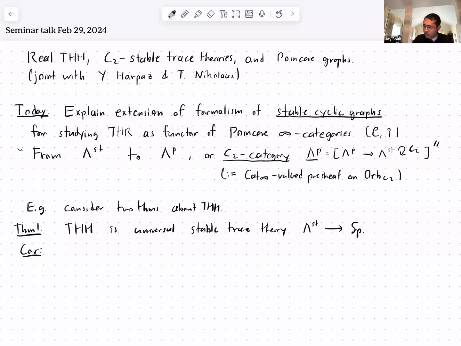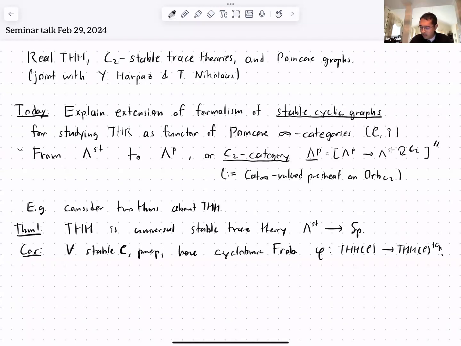As a very concrete application, you can use this to produce the following. For every stable C and prime P, we have a cyclotomic Frobenius on THH that will make THH into a cyclotomic spectrum that we can, for instance, take the topological cyclic homology of. So this is very important for applications in trace theories, for instance.